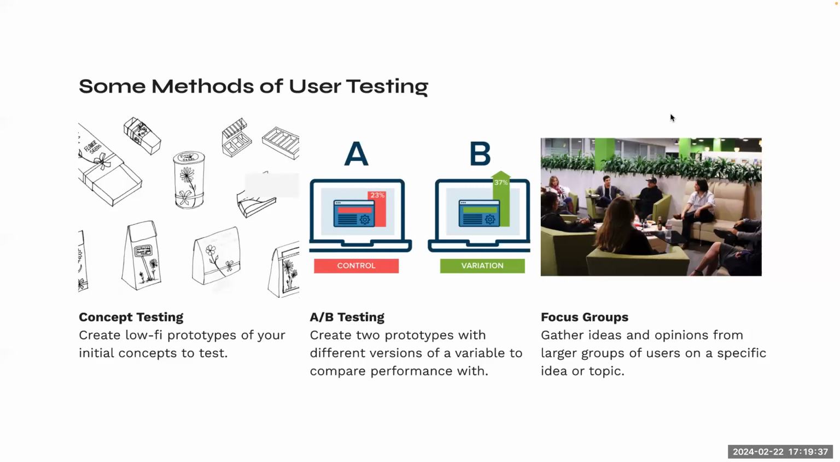So for user testing, we can think of concept testing, where we create some lo-fi prototypes to test out. We could do A/B testing, where we create two prototypes with different versions of a certain variable and compare the performance these two prototypes have. Another example is focus groups, where we can gather ideas and opinions from a larger group on a specific topic.